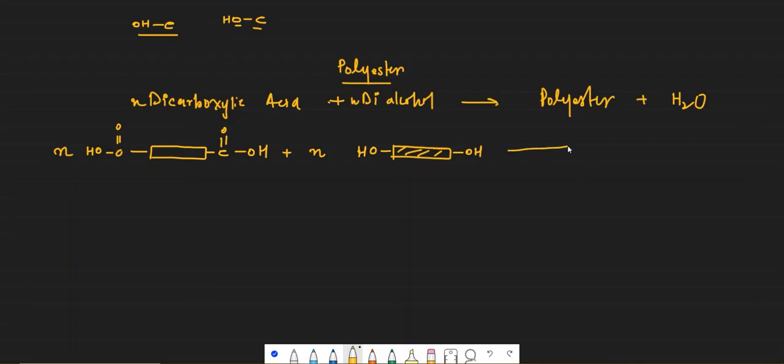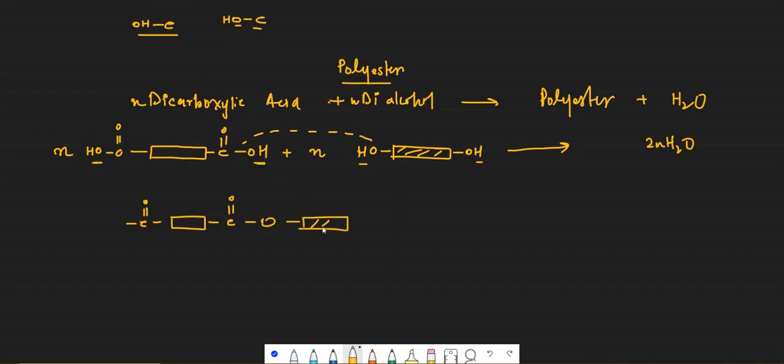So what will happen? Again, OH of the carboxylic acid will attack the H of the alcohol, and we'll have 2nH2O formed, and you can write the structure as follows. OH is removed, so you are left with C double bond O, box, C double bond O. The OH is removed, so it attaches directly to this O. So box, O, then you'll have to repeat the structure.